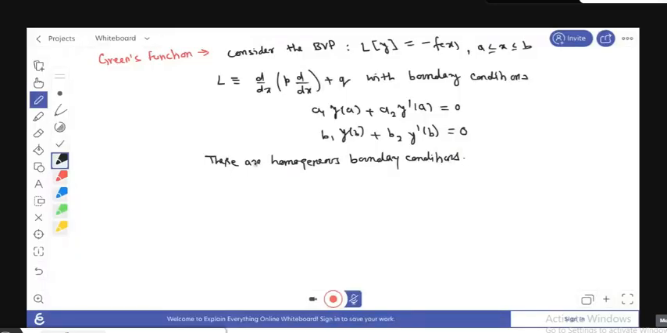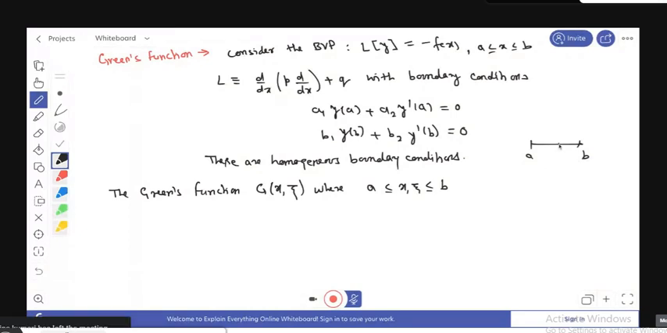Okay, so what is your Green's function? The Green's function is usually denoted by G(x, xi). This is the Green's function where x and xi belong to that interval. Here xi is the fixed real point and x is the variable. So on the real line, suppose xi is here, then x may belong to this part or x may belong to that part. Okay, so this is your function.